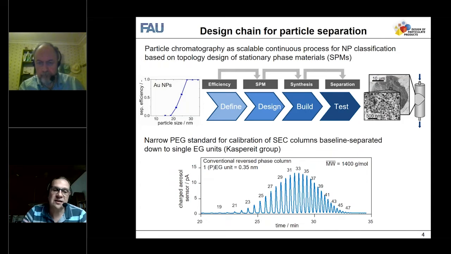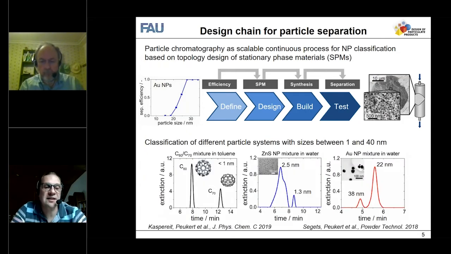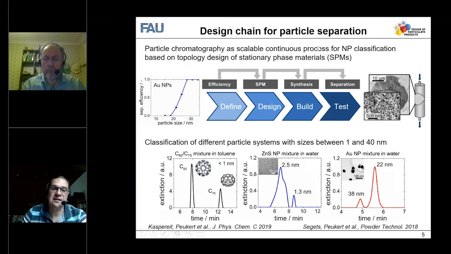If you transfer this now to larger molecules, for example, here this fullerene mixture, C60, C70 mixture, you can also separate them, classify them by using chromatography, and you can even go further into small nanoparticles like these zinc sulfide particles as well as the gold nanoparticles. So essentially, you can transfer this concept of molecule separation by liquid and gas phase chromatography into nanoparticle chromatography.